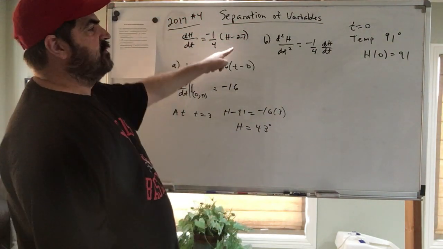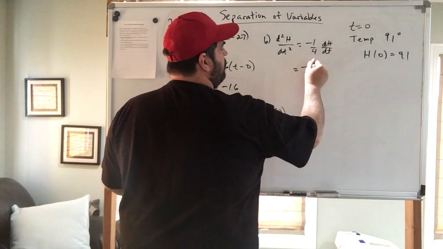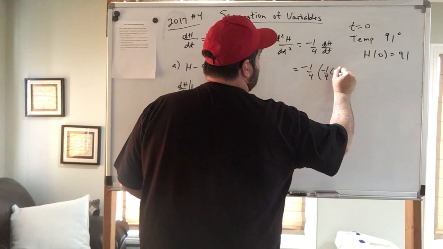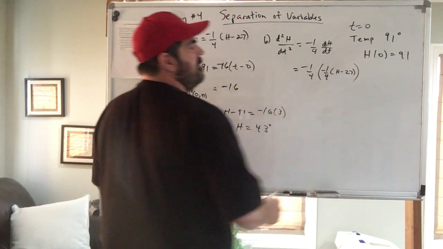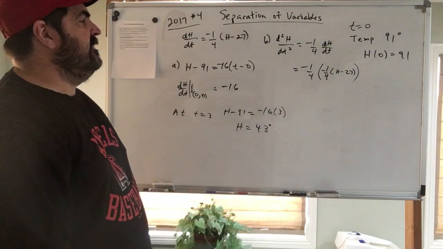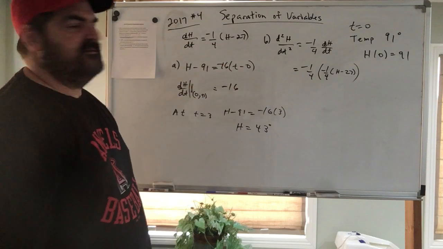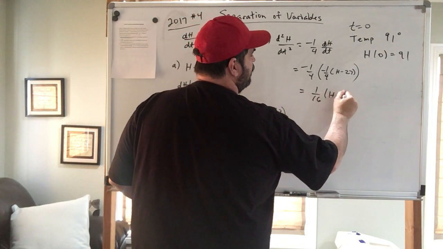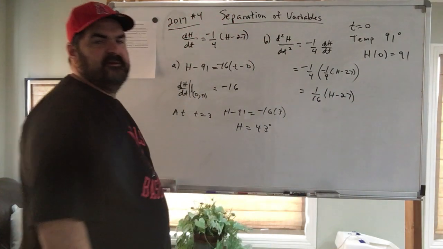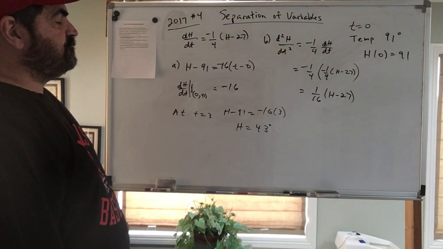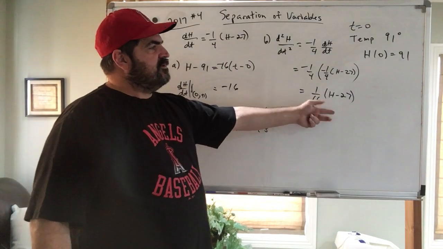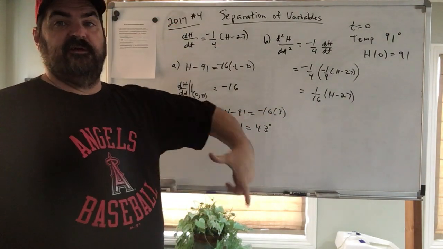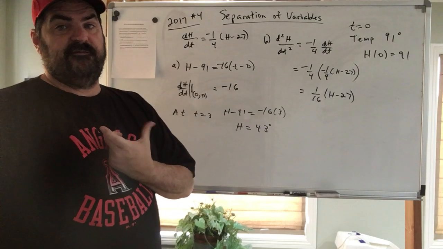Well, dh/dt is the original problem, which is weird. You're going to plug the original problem back in. So it's negative 1/4 times dH/dt, and dH/dt is negative 1/4 times (h minus 27). So I actually get positive 1/16 (h minus 27). And that's my second derivative. Now, when we're trying to find this temperature around 91, this is going to be now a positive value. Now remember what the second derivative does is gives me the concavity of the graph.